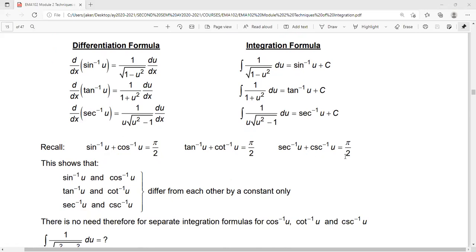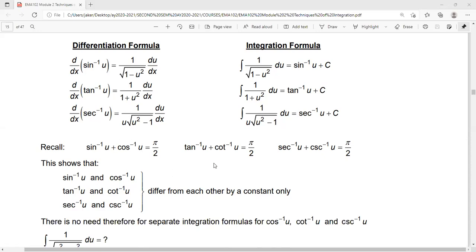This brings about the three sets aside from the three formulas that you have in here, which do not need a separate integration formula. If you know already the answer to the arc sine of u, then all you have to do is subtract it from pi over 2. Then that would be your arc cosine. Or shall we say, pi over 2 minus the arc sine of u is equal to the arc cosine of u. So there's no need to have a separate integral that will yield the arc cosine of u.